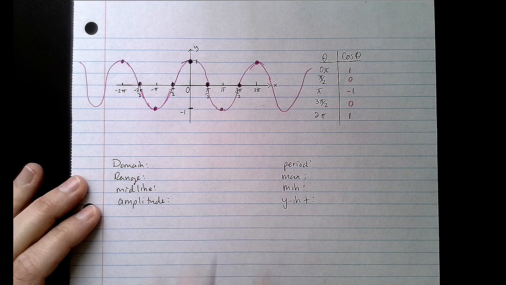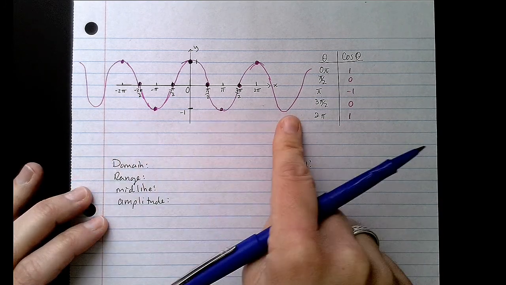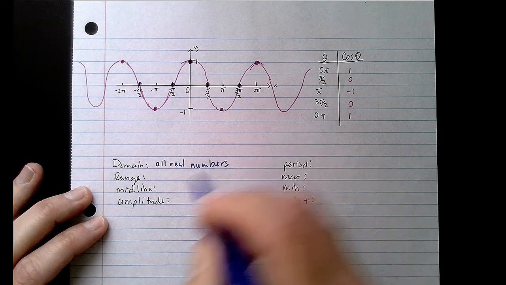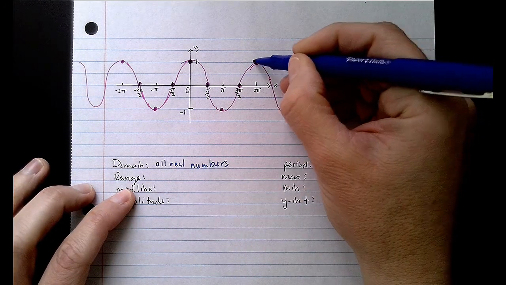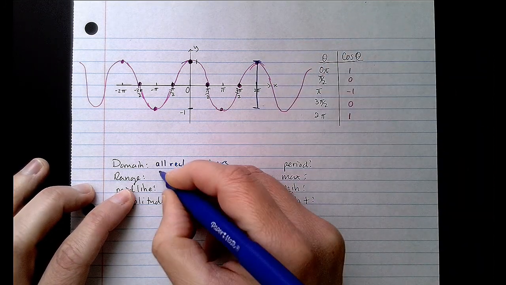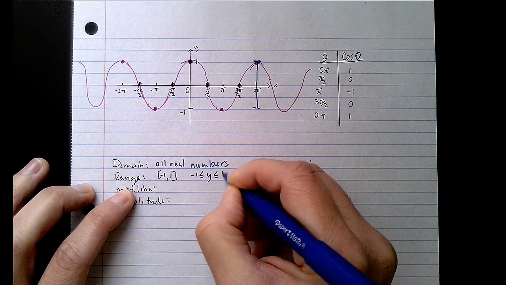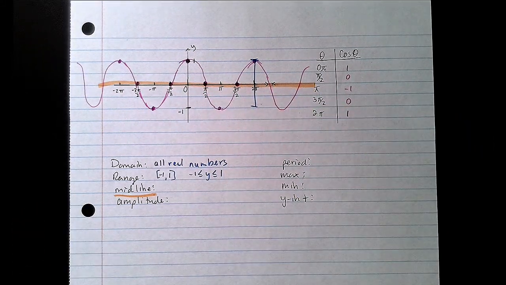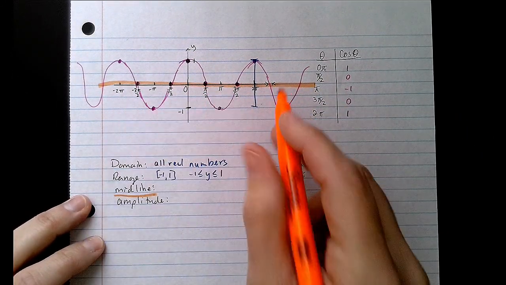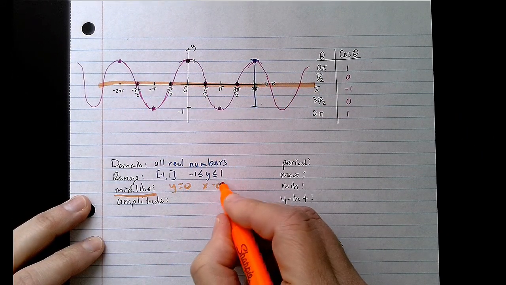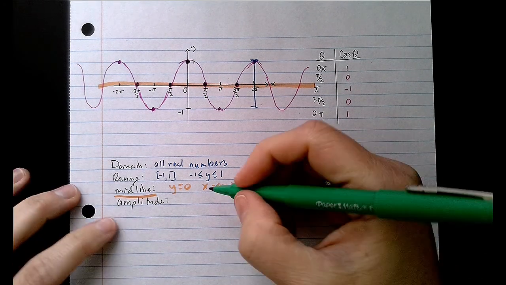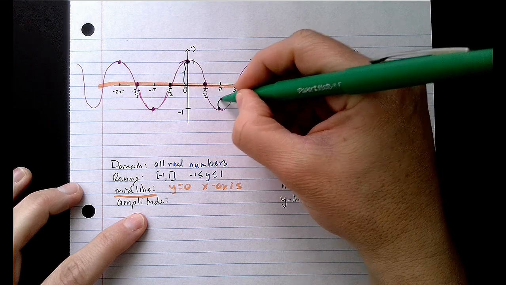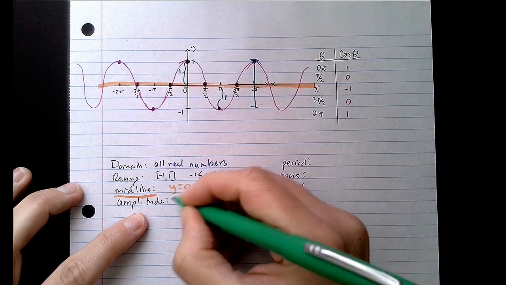So let's do some characteristics. The domain of the cosine wave is all real numbers. The range you will see is -1 to 1. The midline is the x-axis again. The amplitude is the distance from the max and min to the midline, and you can see it's 1.